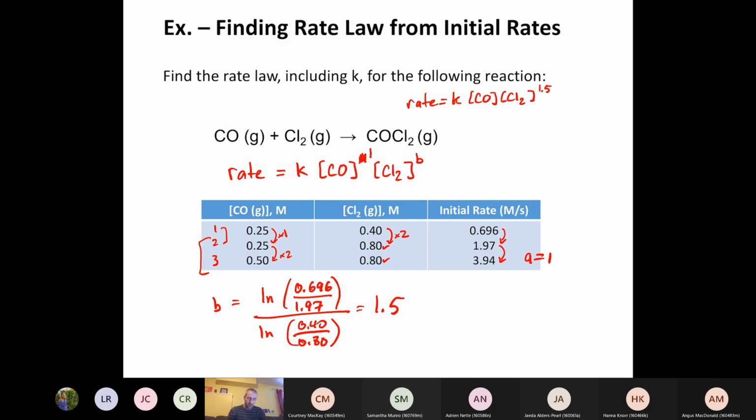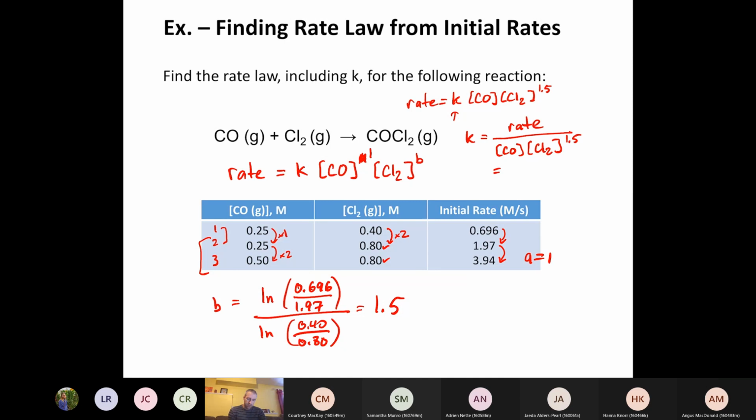Notice that we're not quite done yet, though. The question says, find the rate law, including K, for the following reaction. We don't know what K is yet. So to find K, what we're going to do is take any line of data from the table, plug it into our equation, and solve for K. So what we can say then is if we rearrange this equation, K equals rate divided by CO times Cl2 to the 1.5.